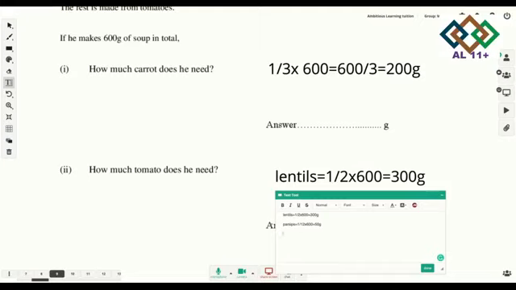So to find out, you have to do 600 minus, brackets open, 200 plus 300 plus 50. So that is 550. I'll just write that down because you might be asking, how did I get all this?